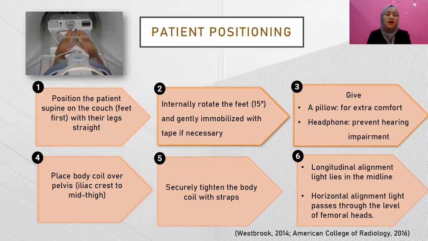And then give a pillow for extra comfort and headphones to prevent hearing impairment from the loud gradient noise from the MRI machine. Next, place the body coil over the pelvis, covering the region from iliac crest to mid-thigh, and securely tighten the body coil with straps. Then make sure the longitudinal alignment light lies in the midline, while the horizontal alignment light passes through the level of the femoral heads, the right and left femoral heads.